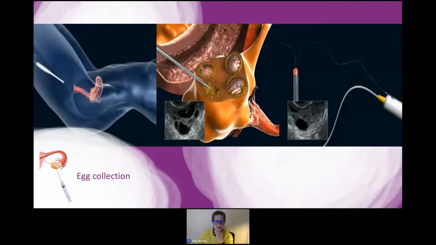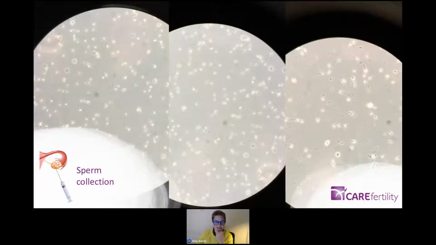So obviously once we've collected the eggs, we then need the other part to create the embryos. So this is the sperm sample that we need. So there's some images on here of some sperm samples. The sample is collected on the same day as the egg collection. Sometimes a frozen sample might be used, frozen sperm, whether that's donor sperm or partner sperm. Either way, we need the sperm on the day of the egg collection.